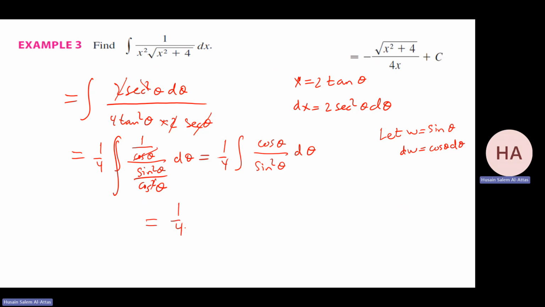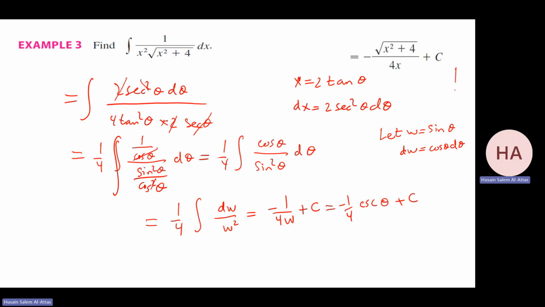That gives me what? 1 over 4 integral. I need to retain a lot of things. Okay, that will be dW over W squared. That will be minus 1 over 4W plus C. Okay, what is W? Sine. That will be minus 1 over 4 cosecant theta plus C.